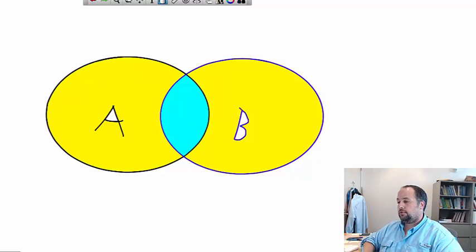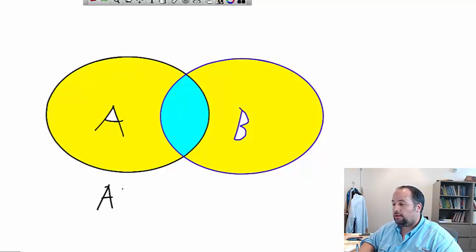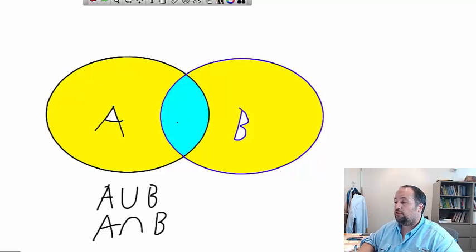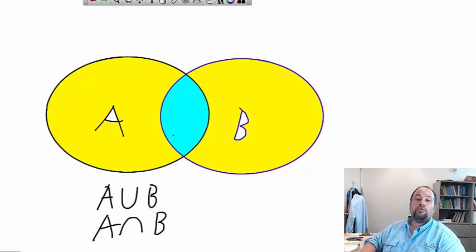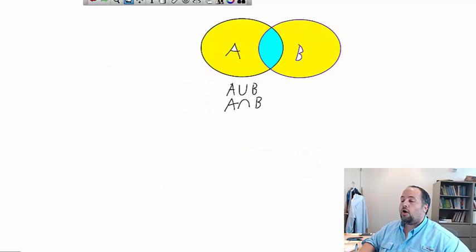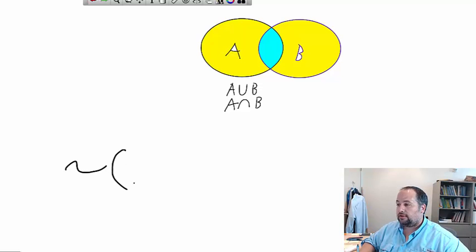And we write that in our set notation. We say A union B to indicate all of this. Right, everything in set A, everything in set B, and everything that's in both of them. And we indicate intersection with that symbol, right, which is just this area that is both in set A and in set B.